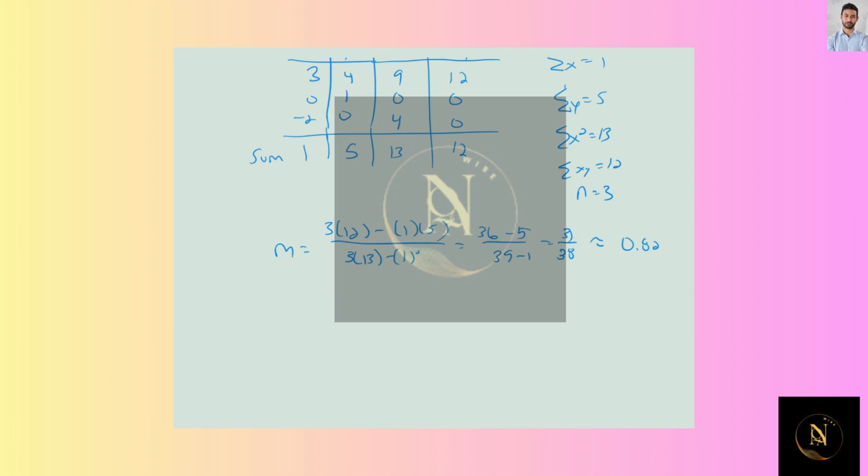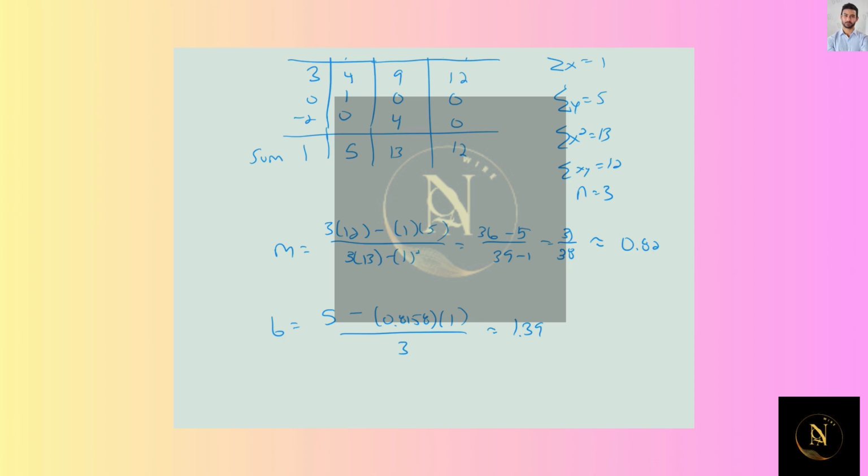Now, for b, that would be 5 minus 0.82, but I'm going to go for the 0.8158, times 1 over 3. And that comes out to 1.39.